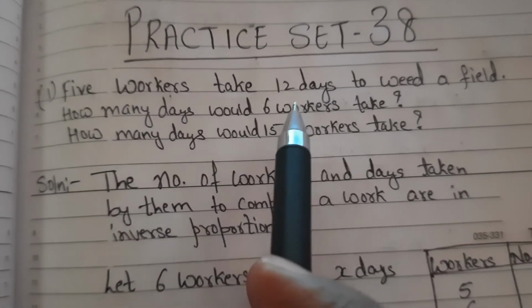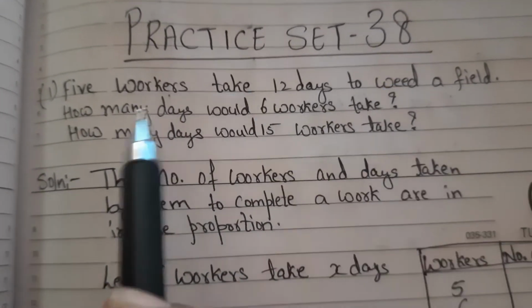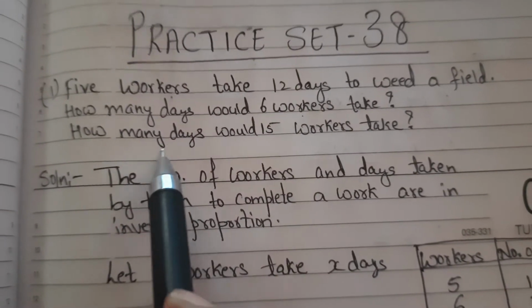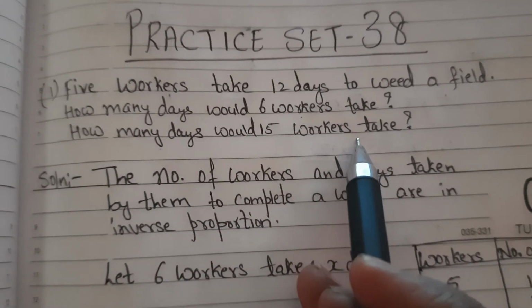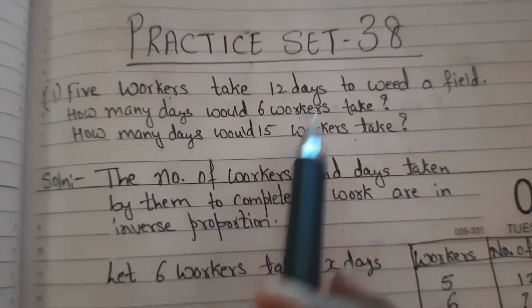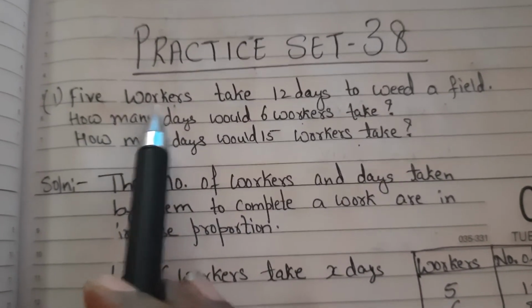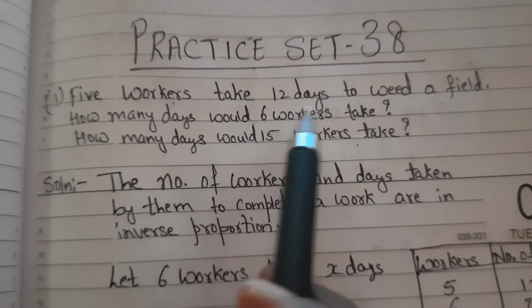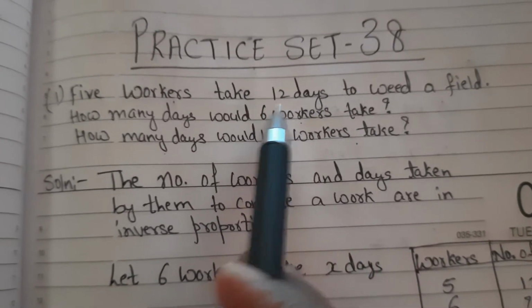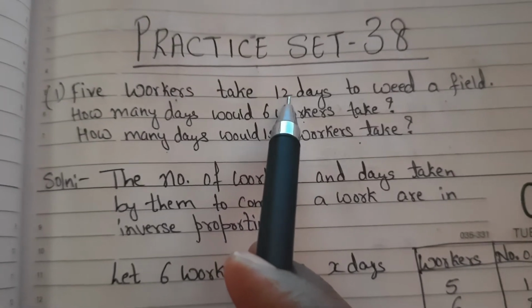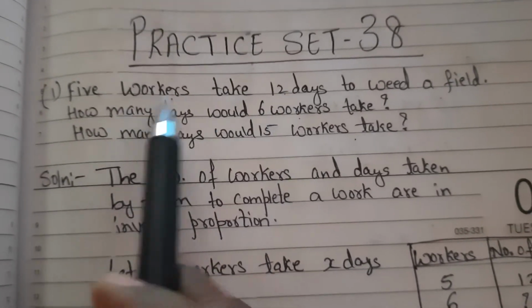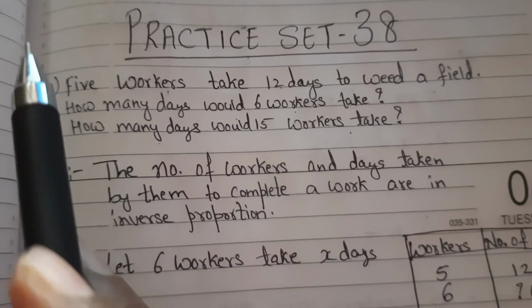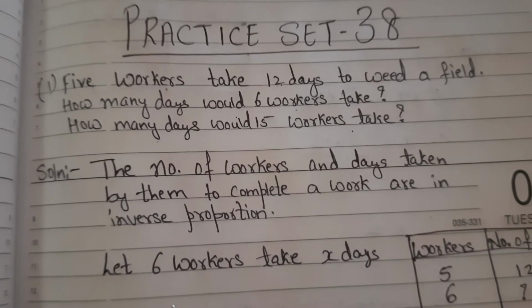5 workers take 12 days to weed a field. How many days would 6 workers take? Then we have to find out how many days would 15 workers take. With this question itself you can understand. 5 workers take 12 days to weed a field. So 6 workers will take how much? So it will be less than 12 days because your 5 are taking 12 days. So 1 worker increased, number of days will be less. In inverse variation, one quantity increases, the other will decrease.